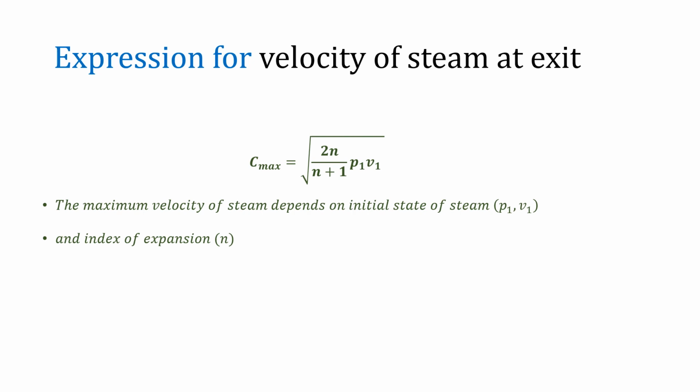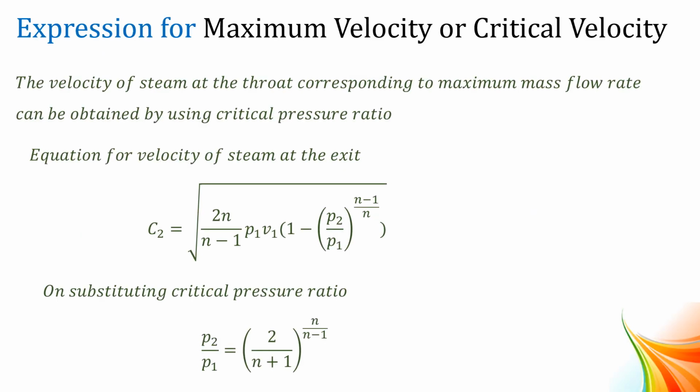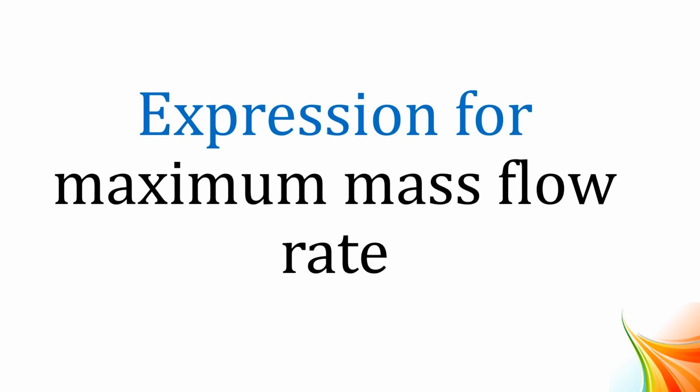Expression for the velocity of steam at exit, the maximum velocity. To find the maximum velocity, the formula we have to use is C max equal to the square root of 2n by (n plus 1) P1 V1. This is the maximum velocity or critical velocity. P2 by P1 equal to (2 by n plus 1) power n by (n minus 1).